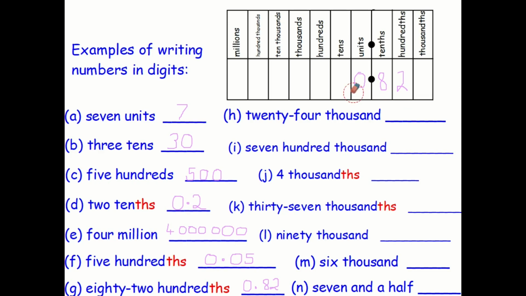H, 24,000. Okay, well again, you can't put the 24 in here, even though you might be tempted to because it says 24,000. You've actually got to put it like this. 24,000. So 24 followed by 3 zeros.